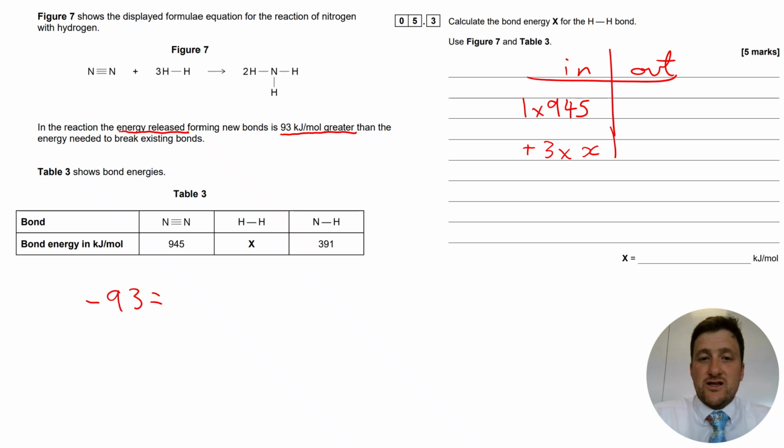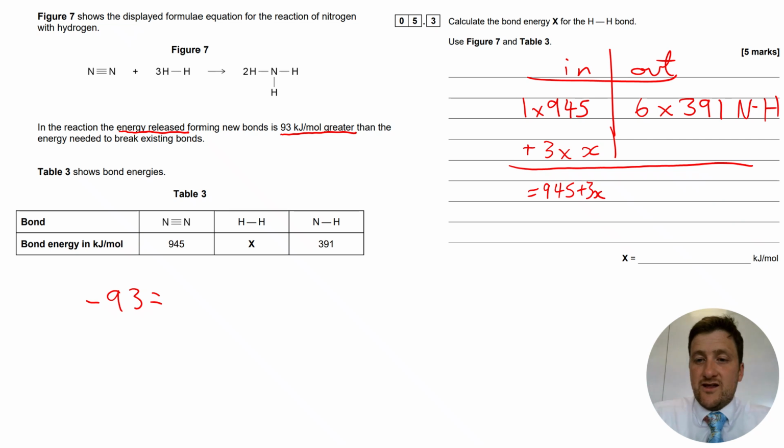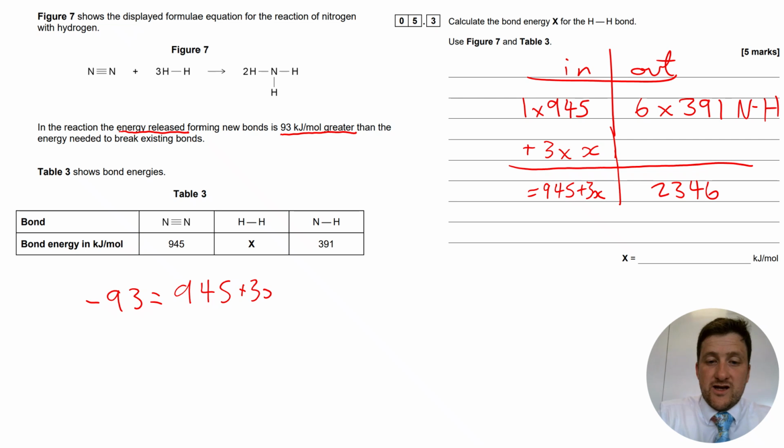Whereas my energy out is going to be 2 lots of 3, so I'm going to have 6 lots of 391 for my nitrogen-hydrogen bonds. Got 6 of those, so I'm going to do that, and then sort of draw a line here. This is going to be 945 plus 3x, and that's my energy in, and my energy out is going to be 2346. Why do I do it like this? Because then I can put into my equation minus 93 equals 945 plus 3x minus 2346.